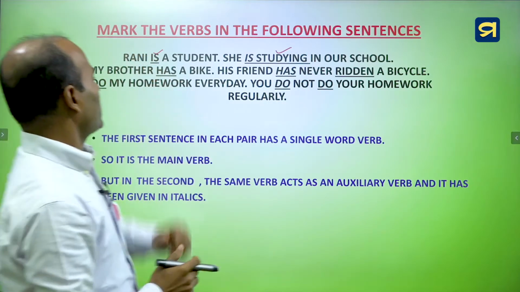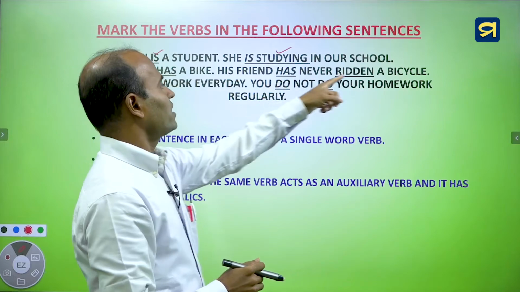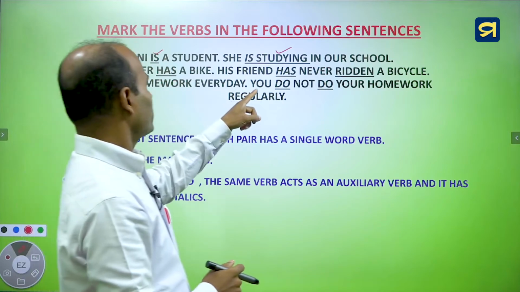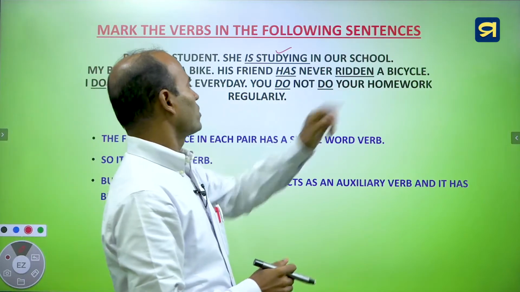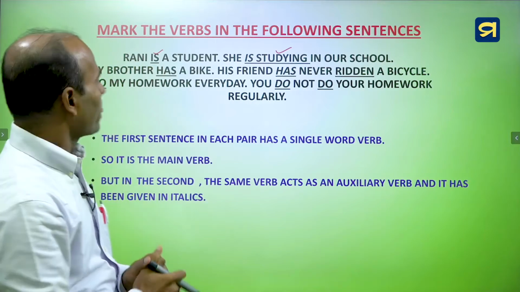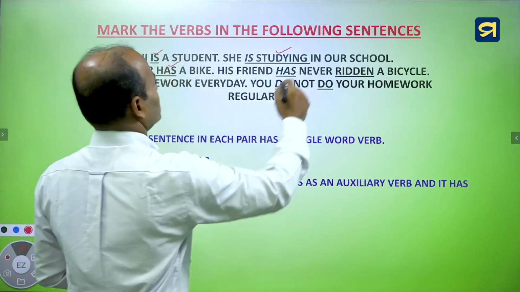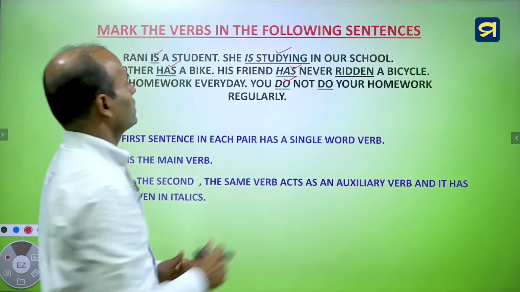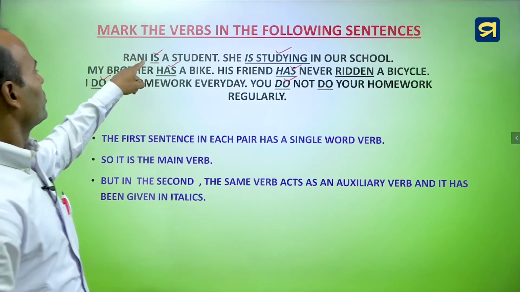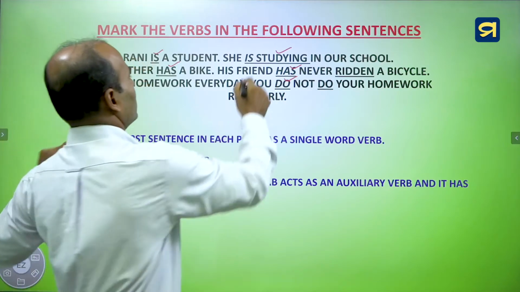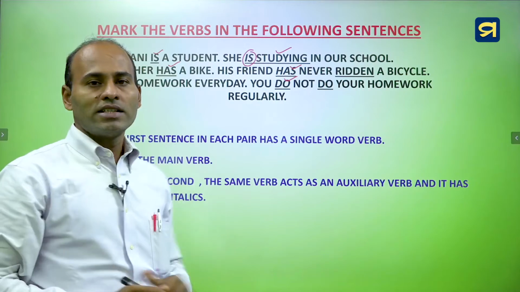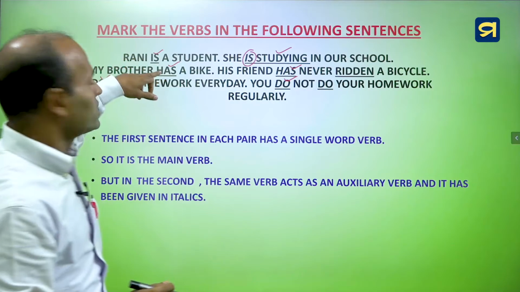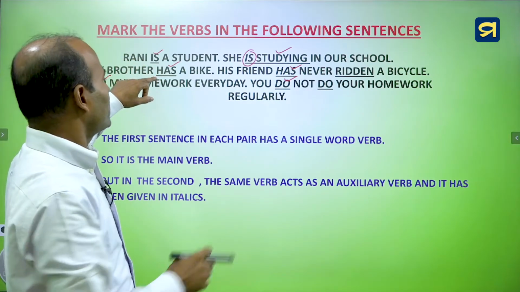My brother has a bike. His friend has never ridden a bicycle. I do my homework every day. You do not do your homework regularly. So, mark these. Here, you can see that is is repeatedly used. In the second sentence, here is has, but mark the difference between these two.